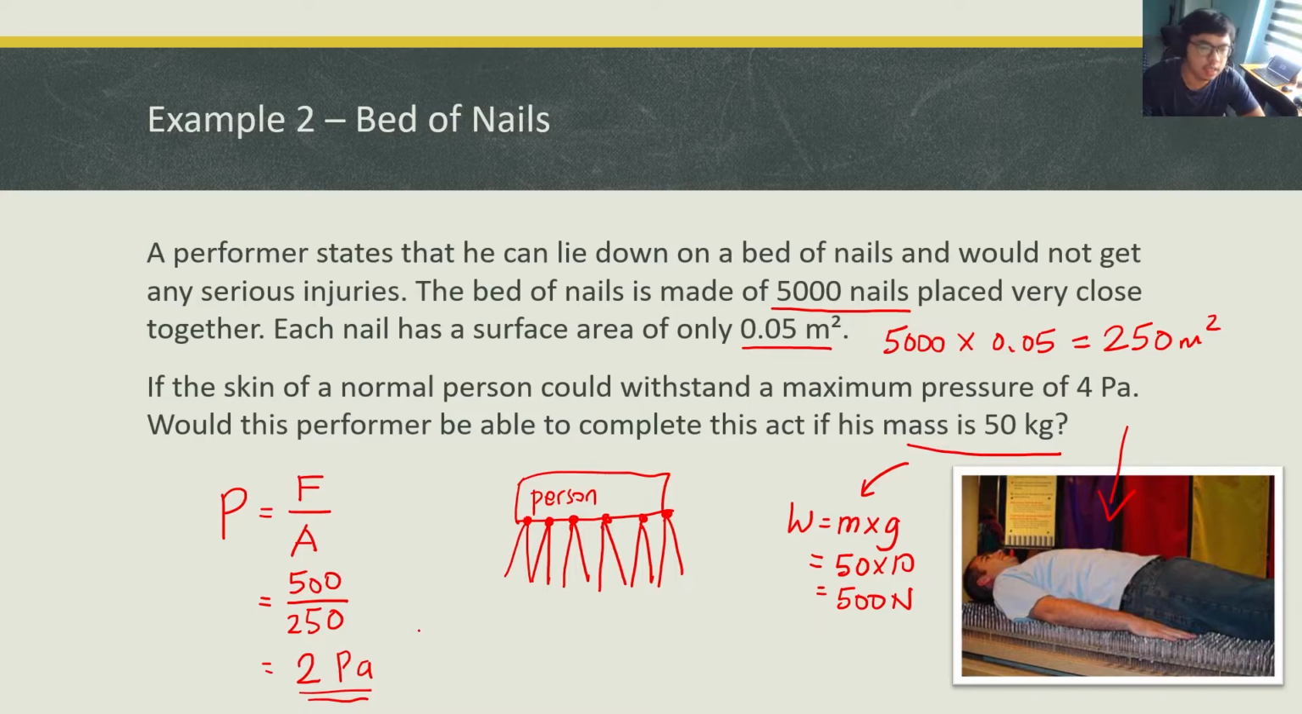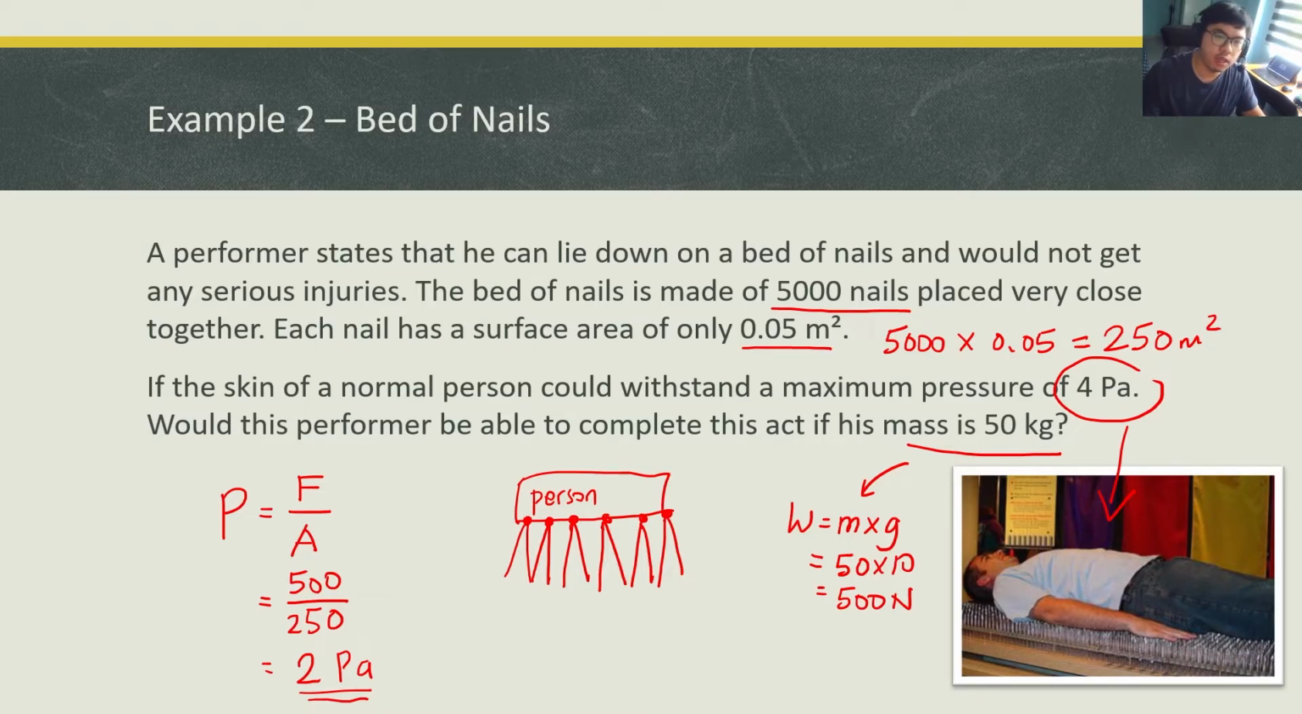So you can see from this stunt here, there is actually a large surface area in contact between this person and the bed of nails. So because of that large area, the pressure exerted on this person is very small. In fact, it's smaller than 4 Pascal, and therefore the bed of nails does not puncture this person's skin. So this stunt is actually quite safe.